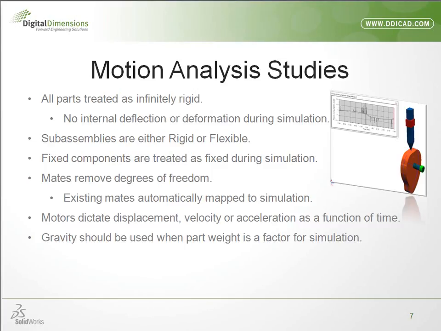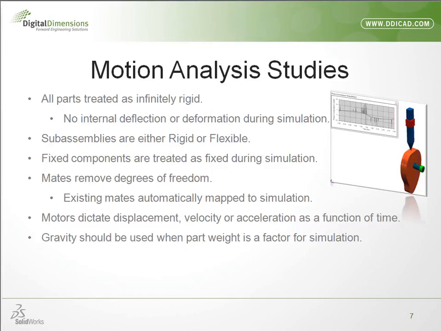If it's flexible, then any flexibility that it has on its own as a subassembly when it's opened on its own is going to be available in the top-level assembly. If it's rigid, then it views it as just a single item. Fixed components, items that have an F next to them so that they're purposely fixed in space, are treated as fixed during a simulation.